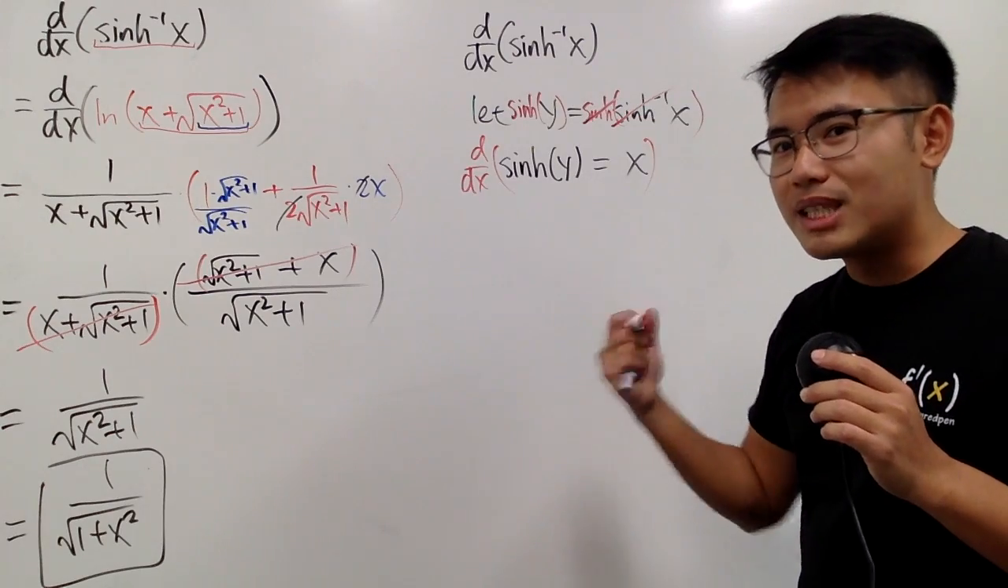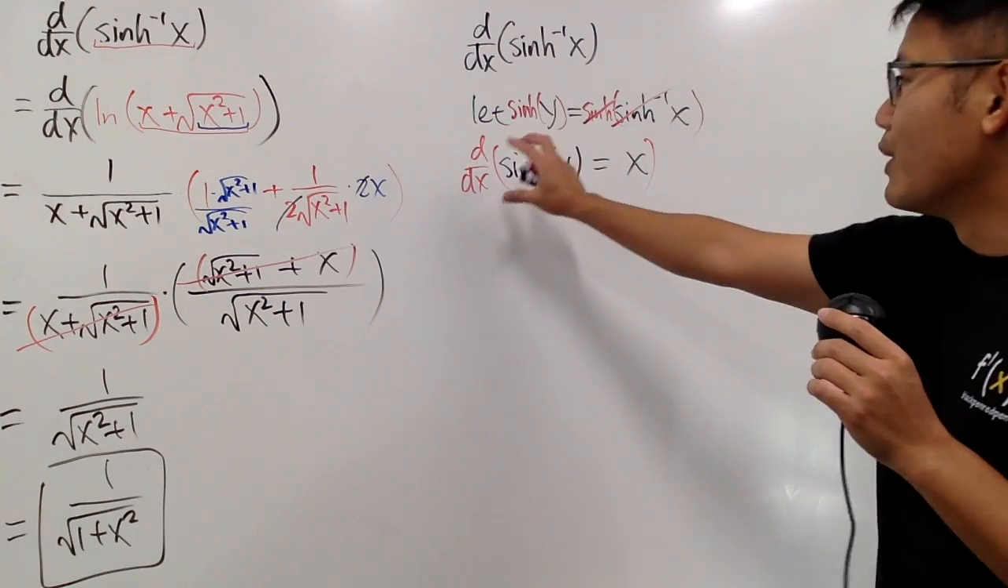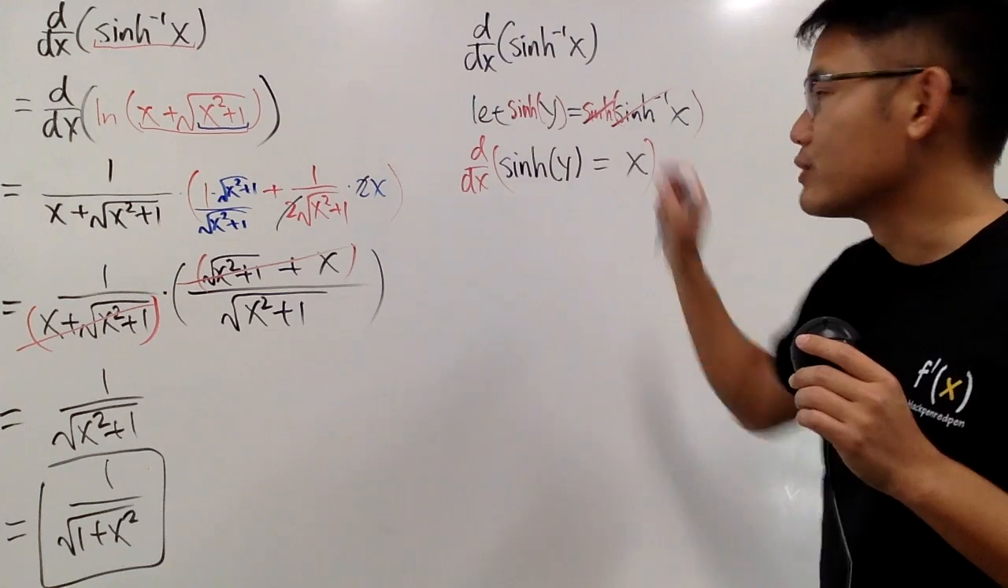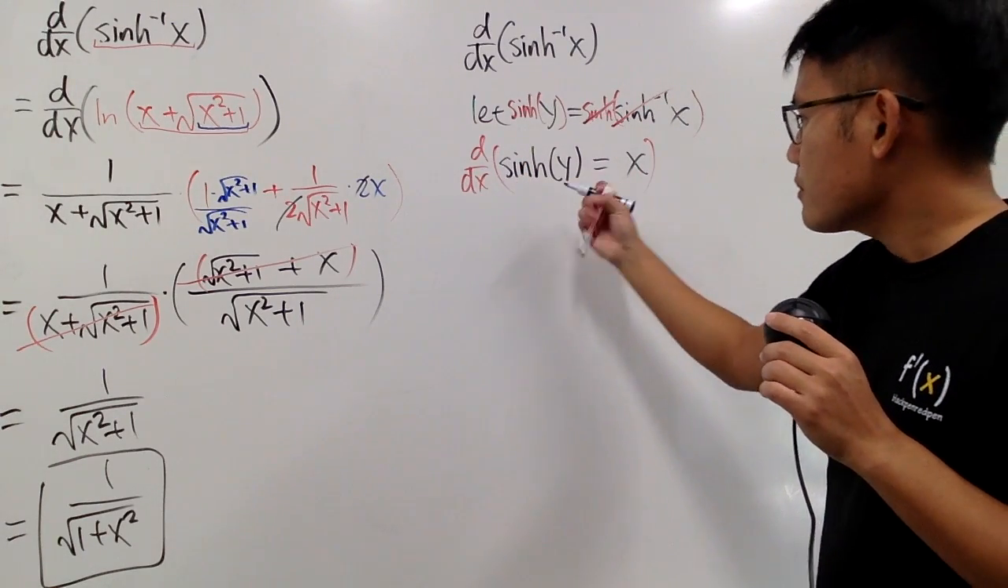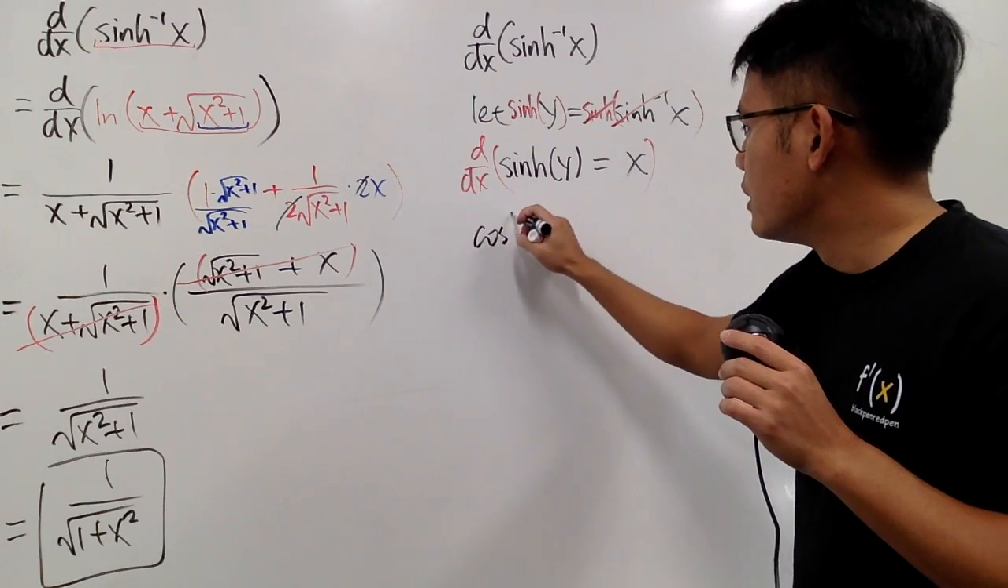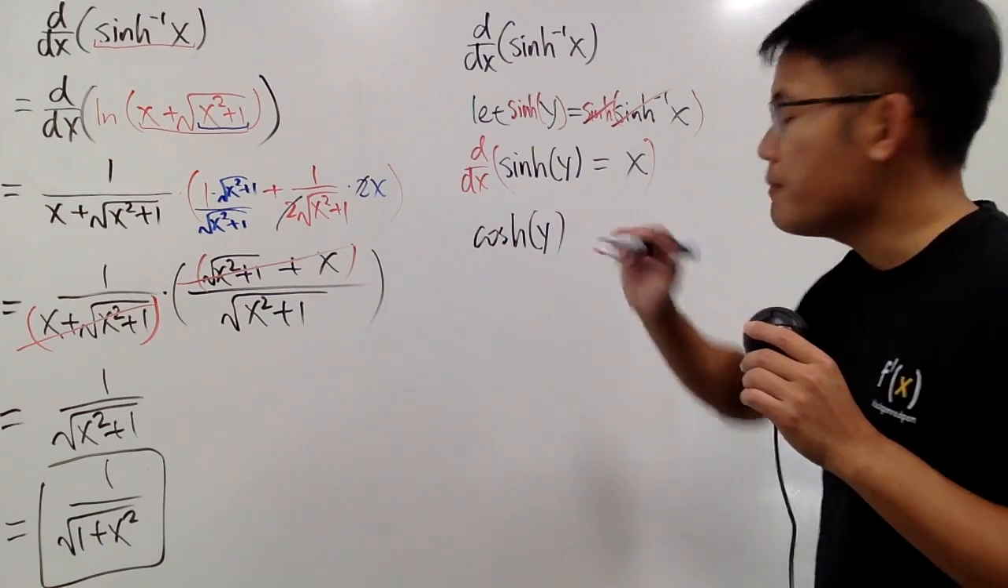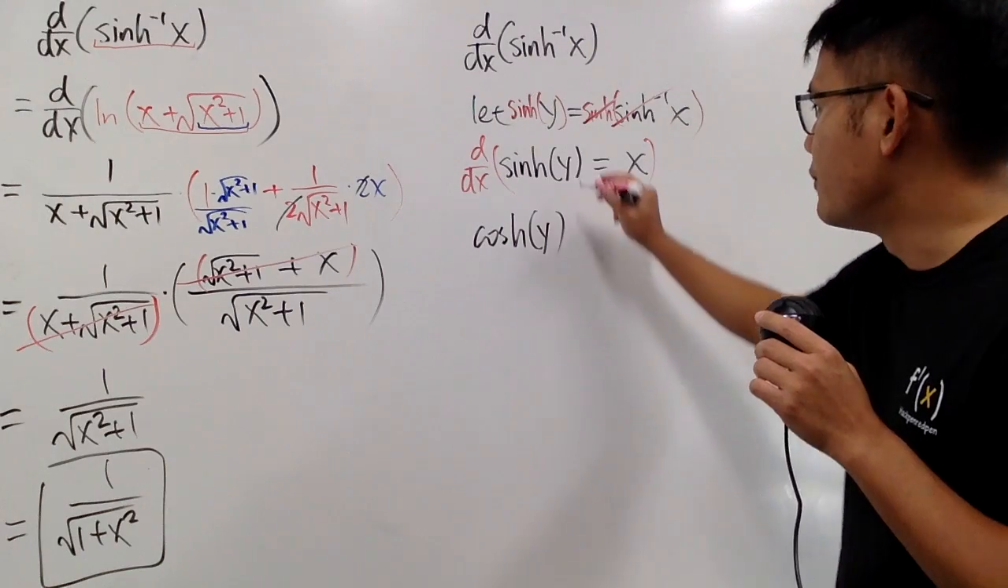It's just positive cosh, right? So that's why we want to take the original function on both sides like this. Anyway, to take the derivative of sinh, we get cosh. And then the input stays the same for now. But you do the implicit differentiation.